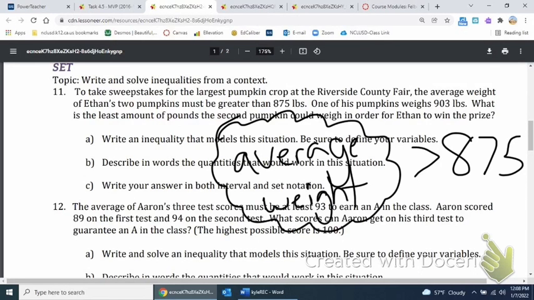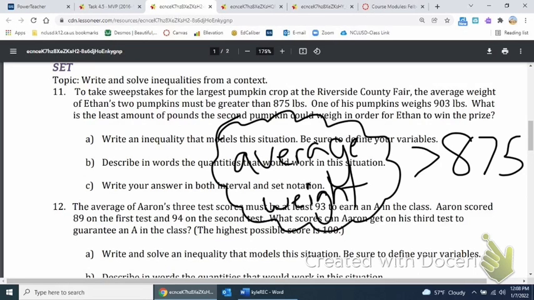So the problem here, if we keep reading, they say one of the pumpkins weighs 903. So I know one. I'm going to start with 903 and add the second pumpkin, right? But they're asking us what the second pumpkin has to be. What's the least amount it could be in order to win the prize? So we don't know what the second pumpkin is. What do we use when we don't know what something is? A question mark? An X? A variable, right? Something to hold a place.